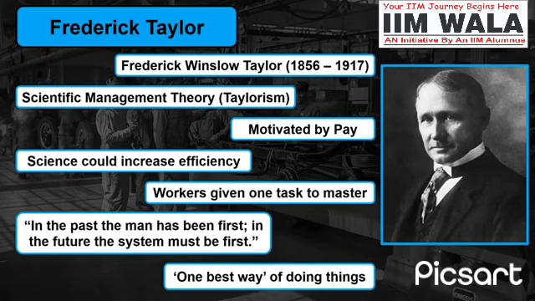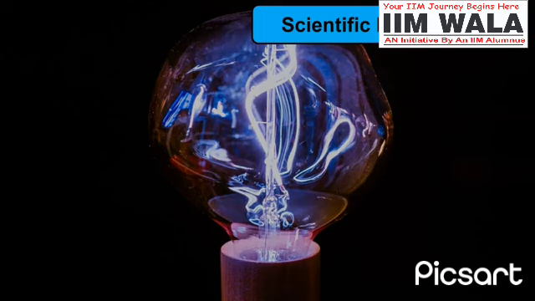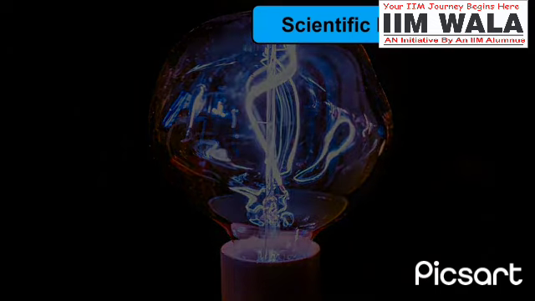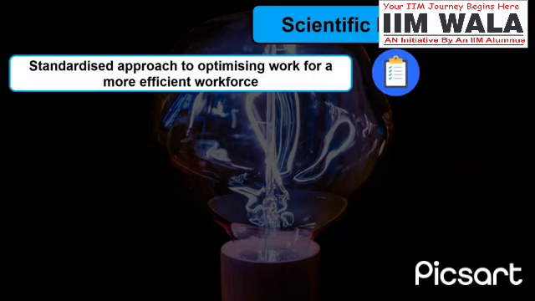So let's have a look at the theory in more detail and the principles he set out. Scientific management. These are the key concepts of Taylor's scientific management theory. The basis of the theory is that you can use science to simplify job roles and in turn increase productivity. It was about taking a standard approach to optimising the work for a more efficient workplace.